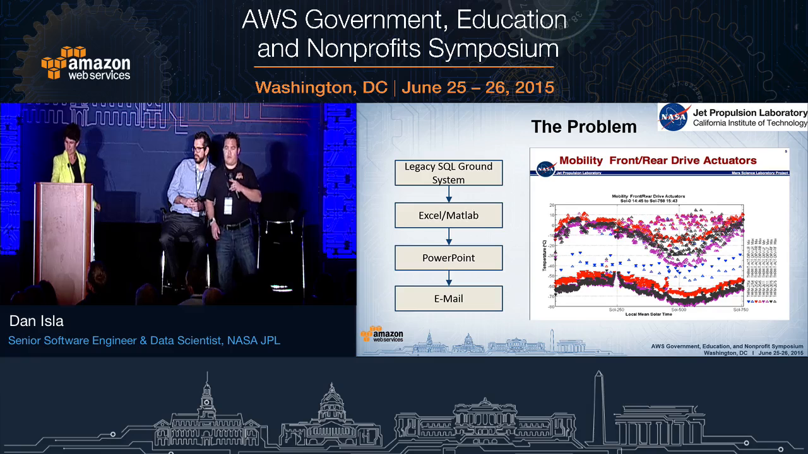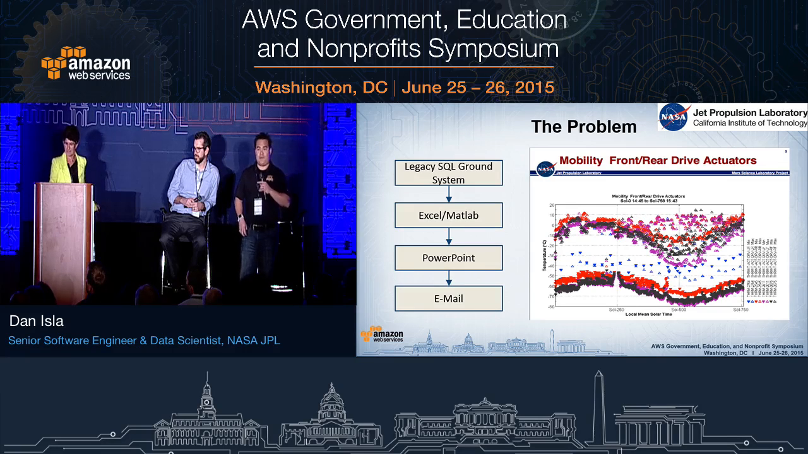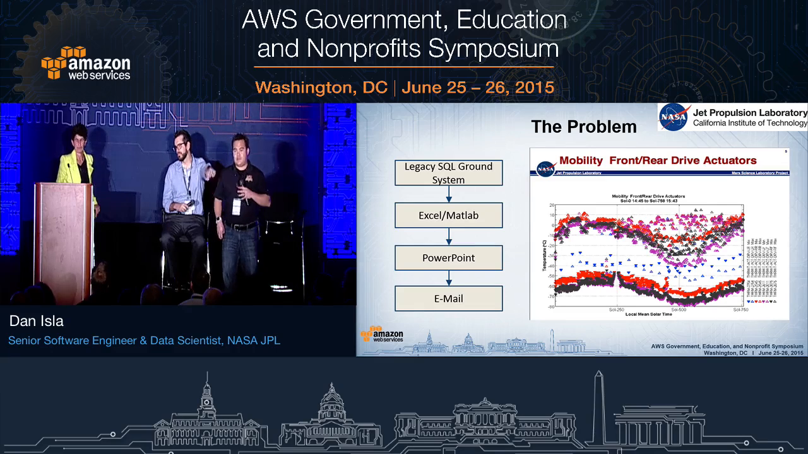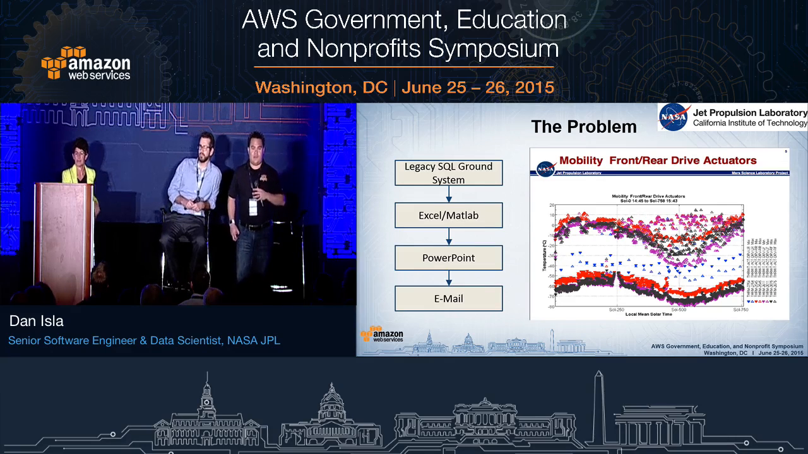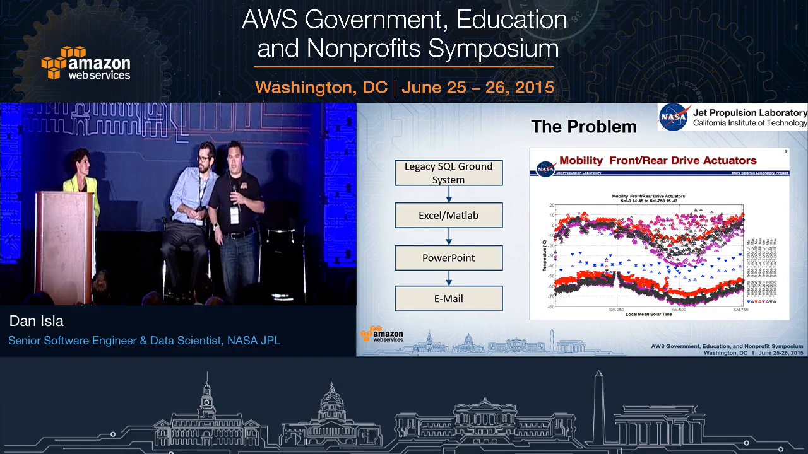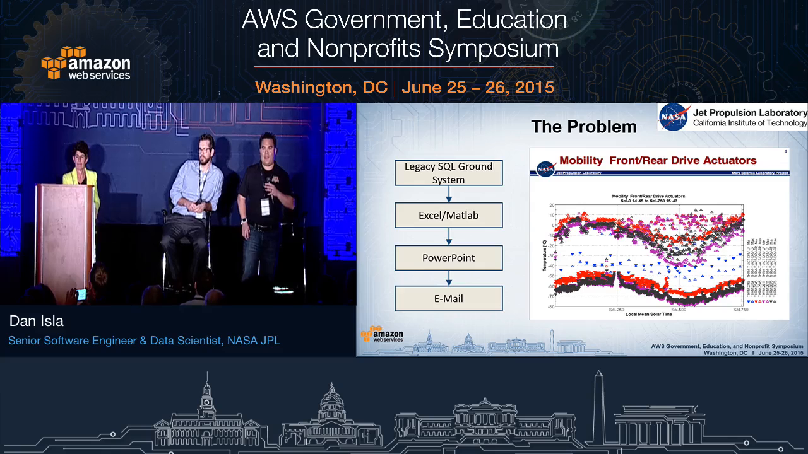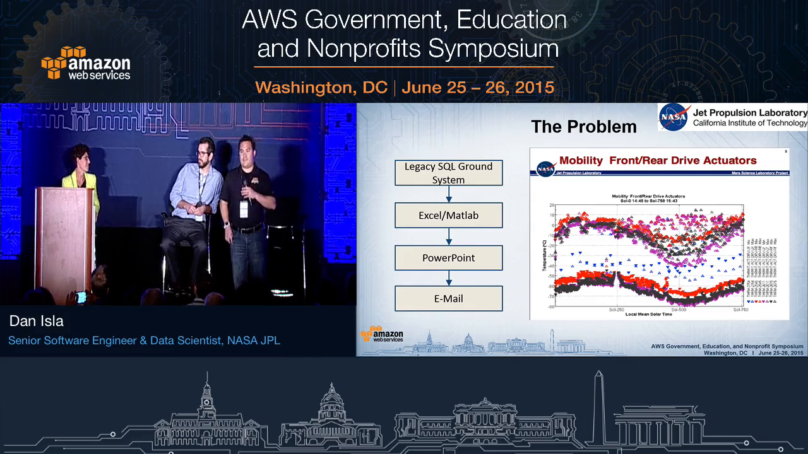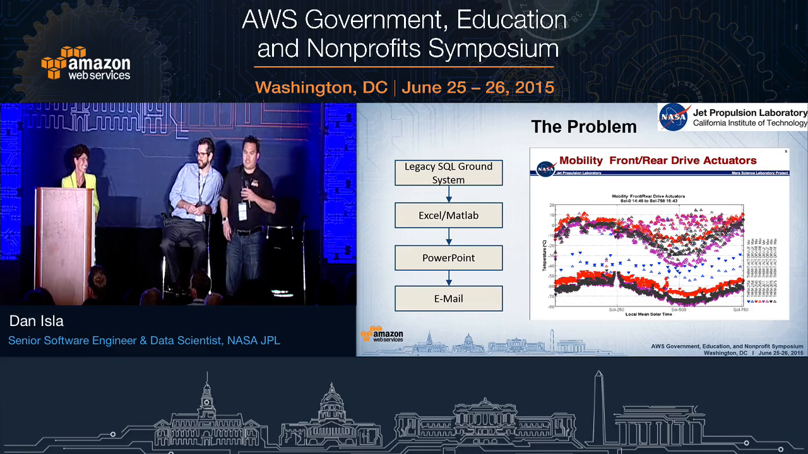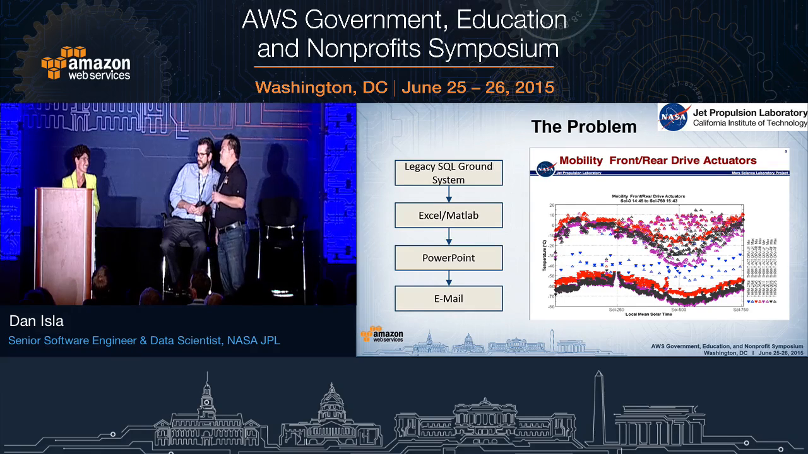So let me walk you through their existing workflow that happened before we made it to the cloud. Basically, engineers have legacy SQL databases where the telemetry comes into, and they have to then query out this data, and usually they put it into something like Excel or MATLAB. And if anyone's ever tried to put a multi-gigabyte set of data into Excel or MATLAB, it's not a pleasant experience. And from there, they generate static plots in PowerPoint, and then email that report out to the team. Say, here's my trending report.